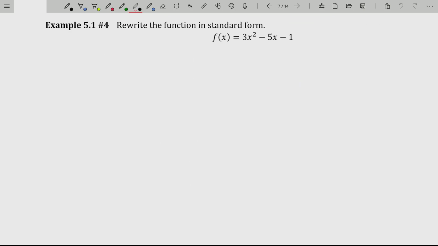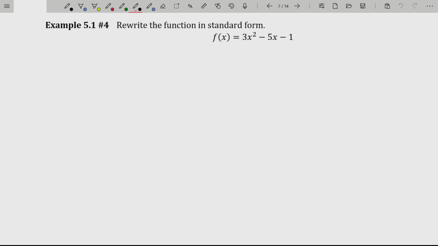Now let's see what you've probably done in the past. In the past, you've been given a function like this, which is given to you in general form. This is a quadratic function in general form, and you've been asked to rewrite it in standard form. It depends on your instructor and what they want, but for me, I don't really force students a lot to write things in standard form.